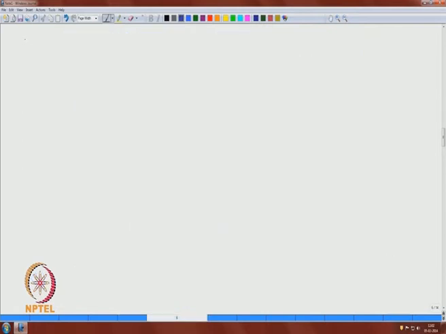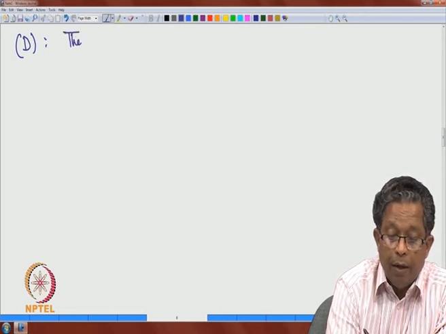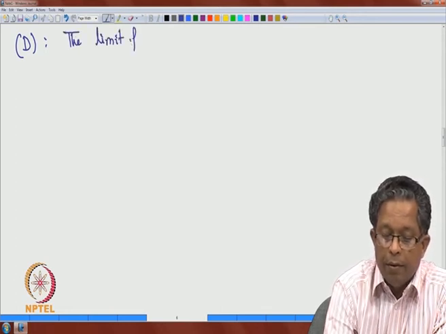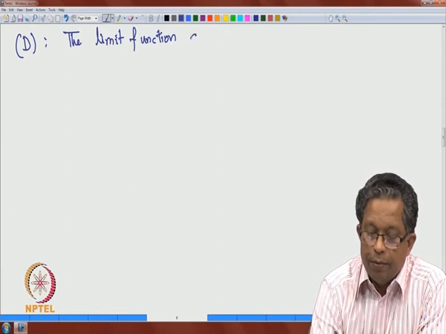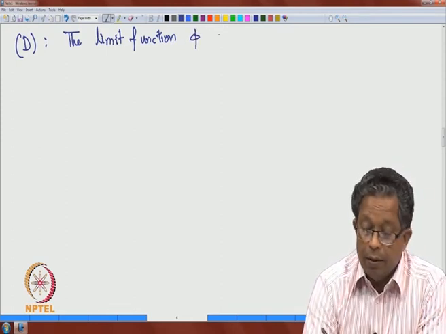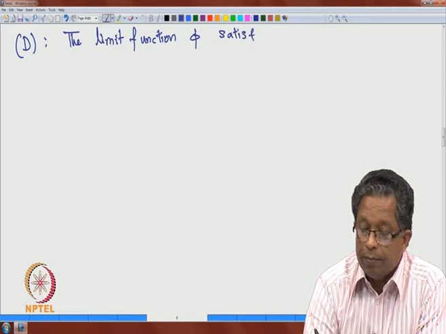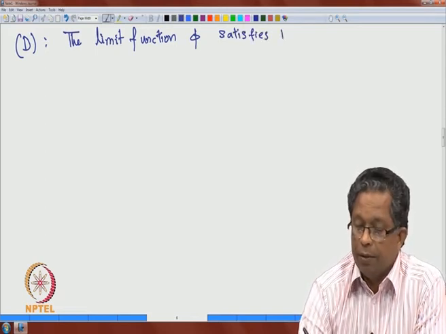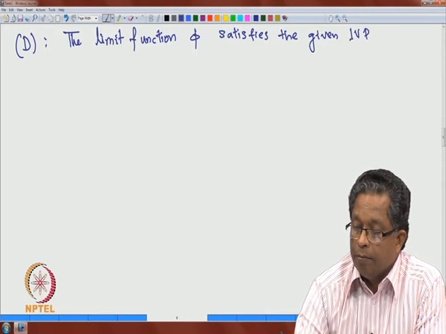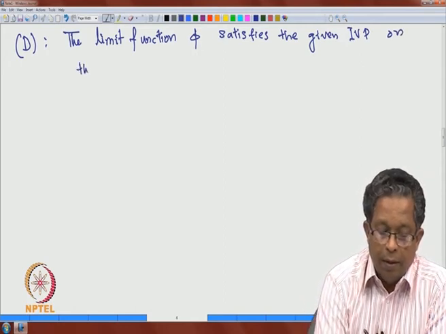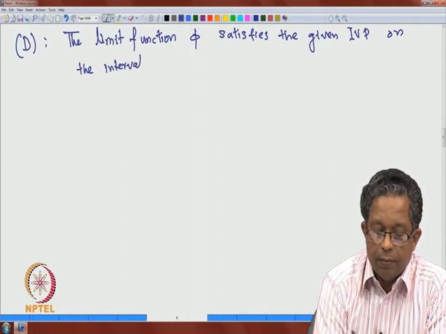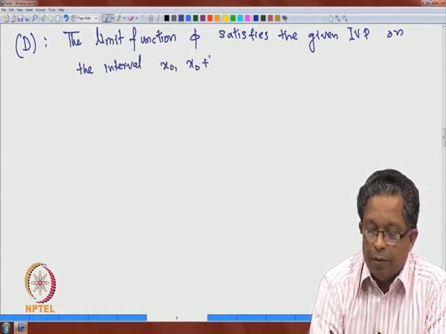Now, the fourth part, part D of the proof, is that we will prove that the limit function phi, which is obtained in part C, satisfies the given initial value problem, IVP, on the interval x0 plus or minus h.